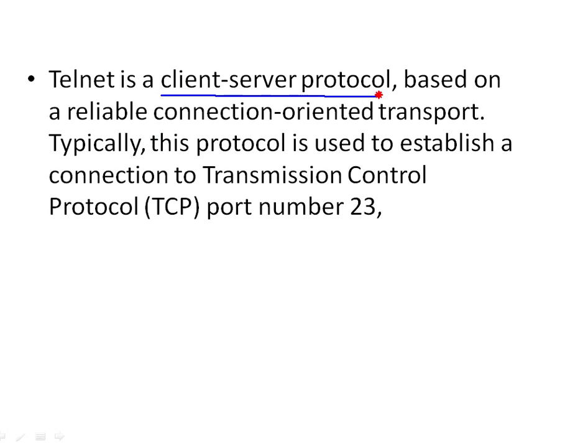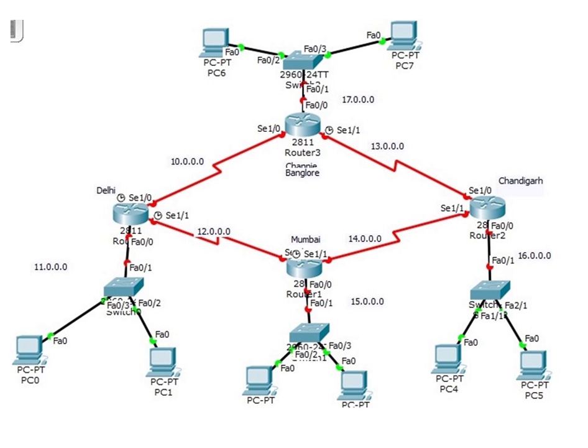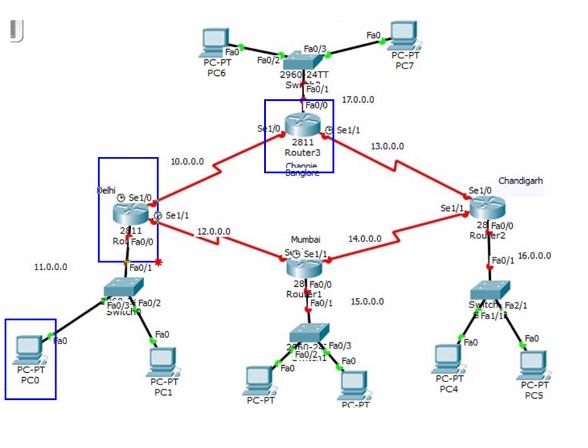One machine works as a client, from where you want to access the destination, and the server is the one you are accessing. For example, suppose I want to manage this Bangalore router from the Delhi side. Delhi is my head office and Bangalore and Chennai are my branch offices, and I want to access it by sitting anywhere, either on this machine or on this machine.